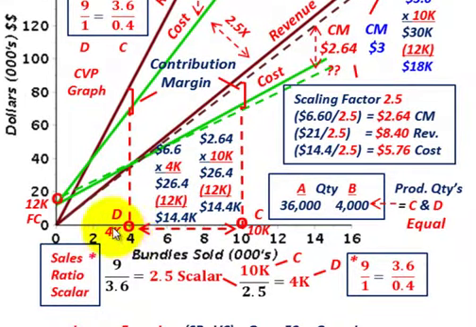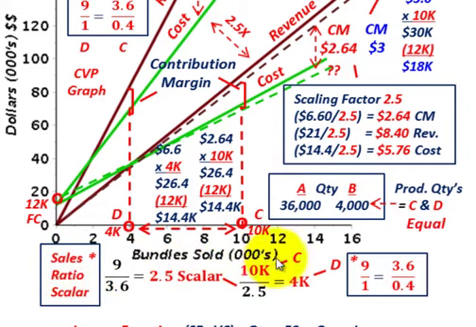Okay, so this is what we're talking about. For our bundles sold here, we're going to have 4,000 based on that 9-to-1 ratio, and then 10,000 bundles for both our 3.1 and the 3.6 to 4.0 ratio. So this is the scaling factor we'd have here.